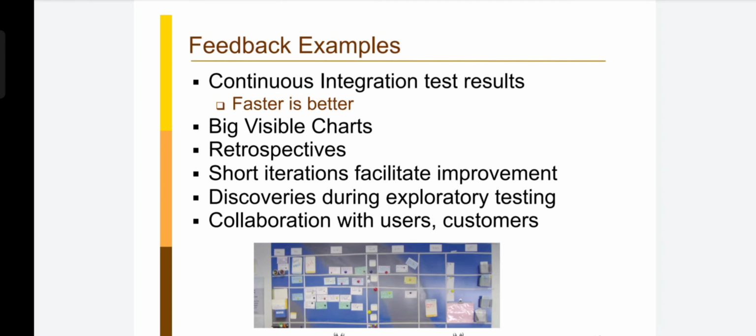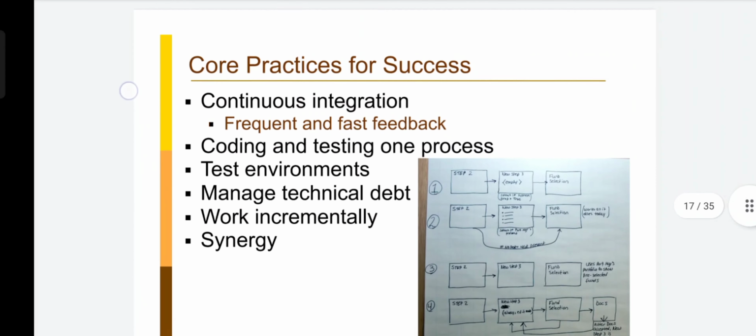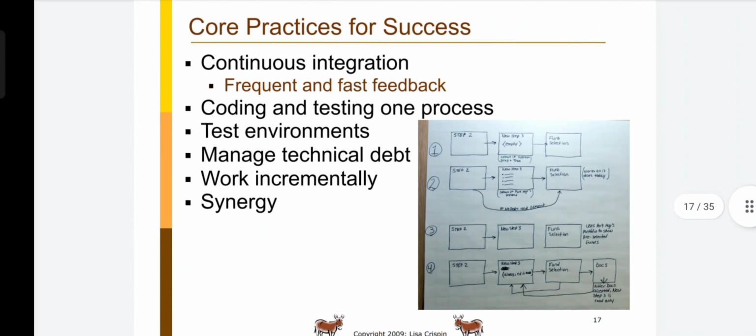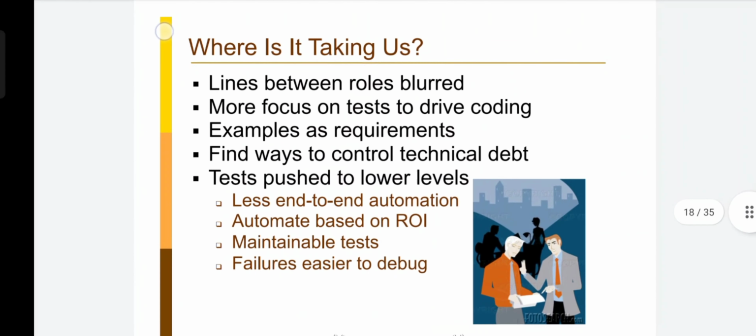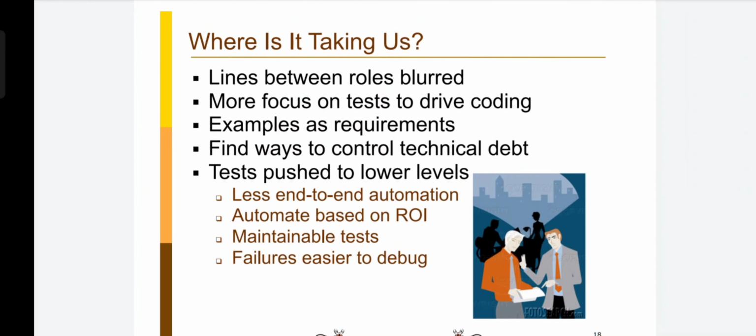Now, core practices for success: continuous integration, coding and testing as one process, test environments, manage technical debt, and also synergy. Where this is taking us: lines between roles are blurred, more focus on tests. Examples are less end-to-end automation, automate based on ROI, maintainable tests, failures easier to debug. This is where agile testing is taking us.